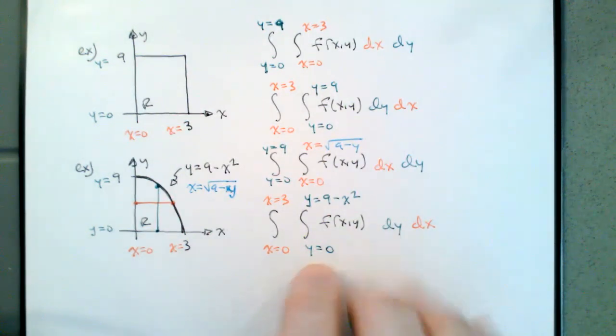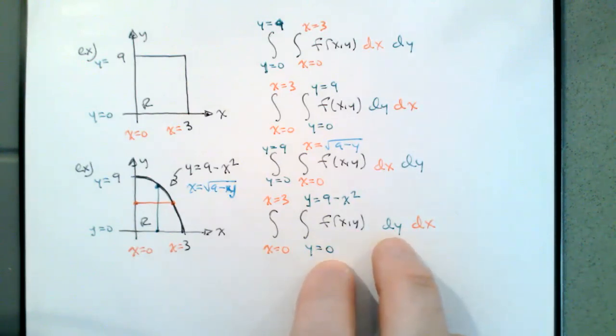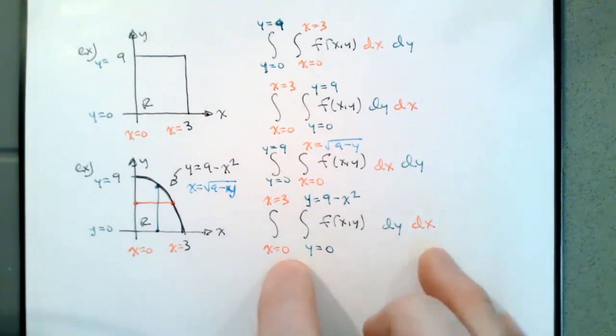What are we trying to do? We're integrating a function. The double integral is how we describe the region. Here I'm going to say, what does y go between? Y starts off at 0 and ends at 9 minus x squared. What does x go between? X starts off at 0 and ends at 3.